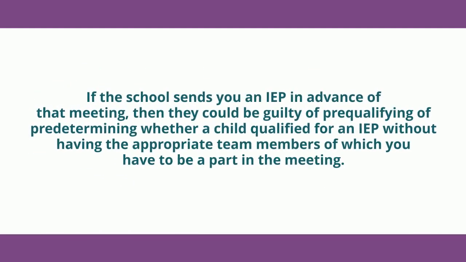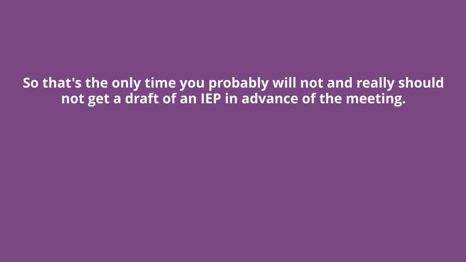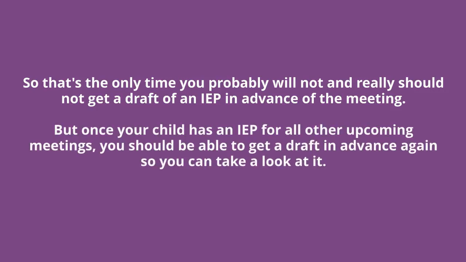If the school sends you an IEP in advance of that meeting, then they could be guilty of predetermining whether a child qualified for an IEP without having the appropriate team members, of which you have to be a part, in the meeting. So that's the only time you probably will not and really should not get a draft of an IEP in advance of the meeting. But once your child has an IEP, for all other upcoming meetings, you should be able to get a draft in advance, again, so you can take a look at it.